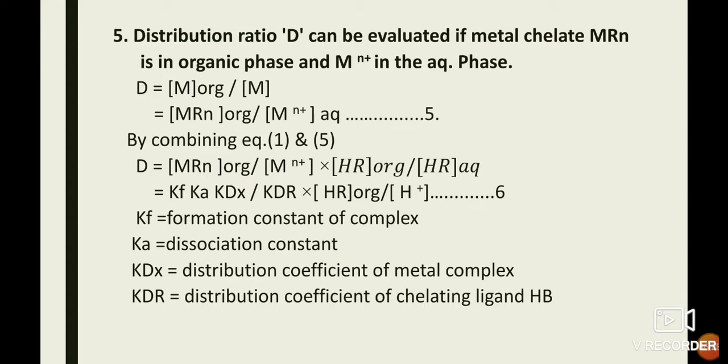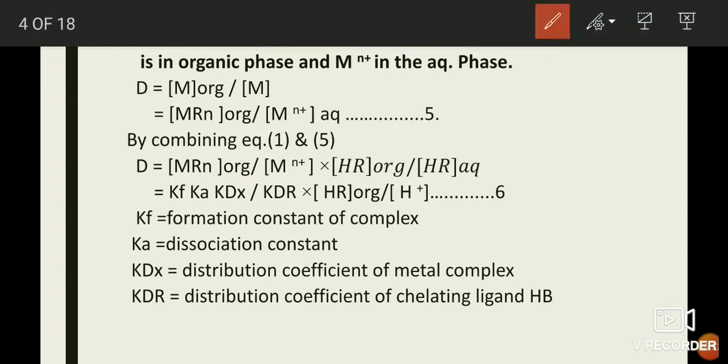Fifth point, distribution ratio D can be evaluated if metal chelate MRn is in organic phase and M n plus is in the aqueous phase. So distribution ratio D is equal to the concentration of metal in organic phase divided by the concentration of metal in aqueous phase, which is equal to the metal chelate concentration in organic phase divided by the concentration of metal ion in aqueous phase.